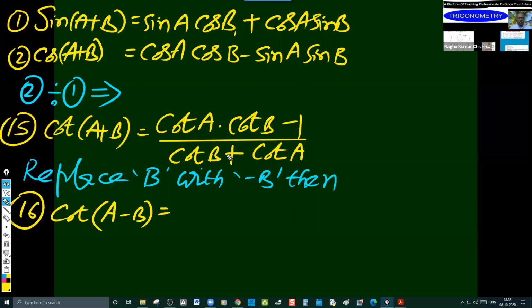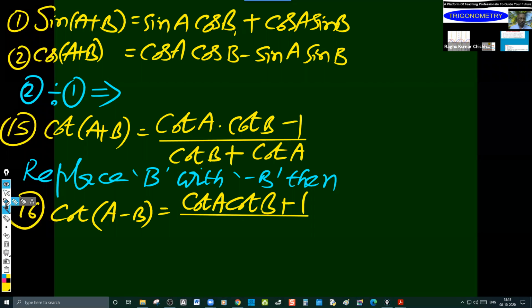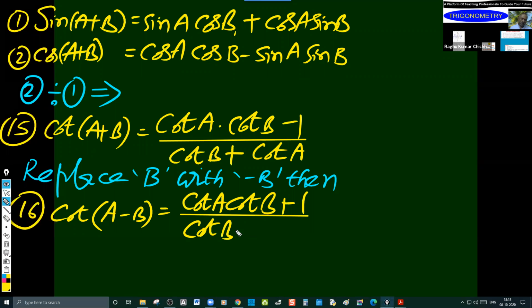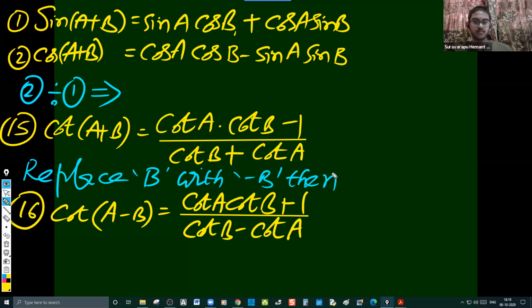Bring that minus to the denominator, or you multiply numerator and denominator with minus, so that you get the formula in the form of cot A cot B plus 1 divided by cot B minus cot A. That is the reason why the first formula also I wrote like that. Cot B minus cot A. So these are the 16 formulae we have got.